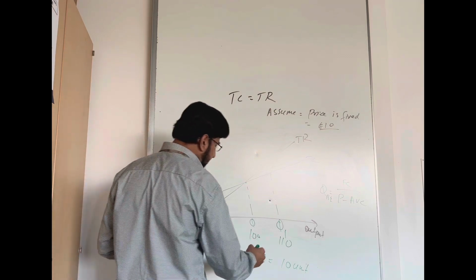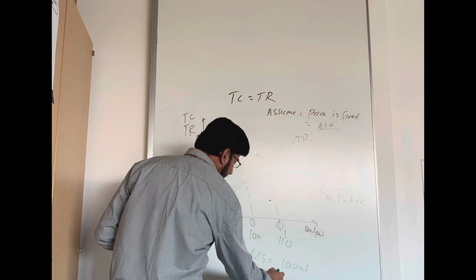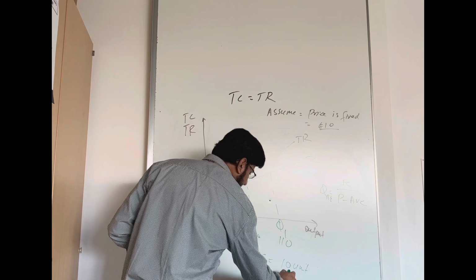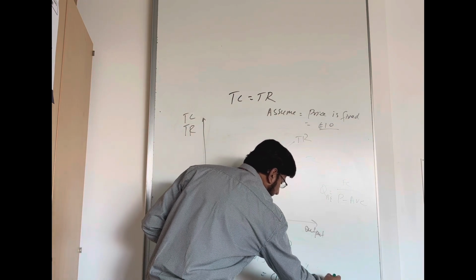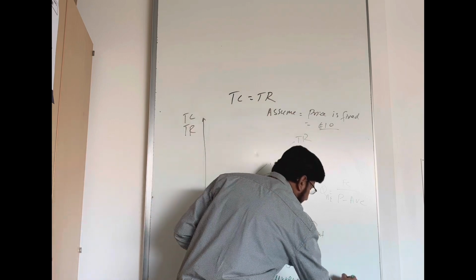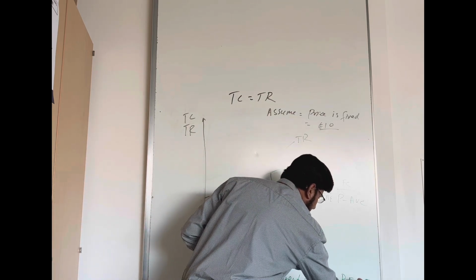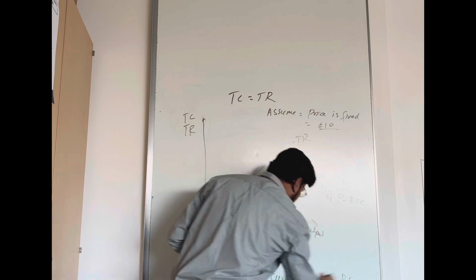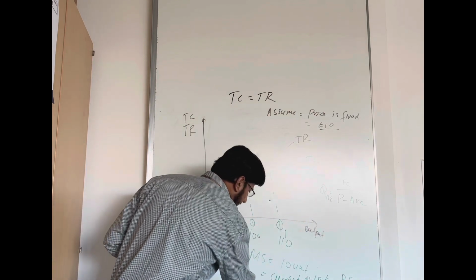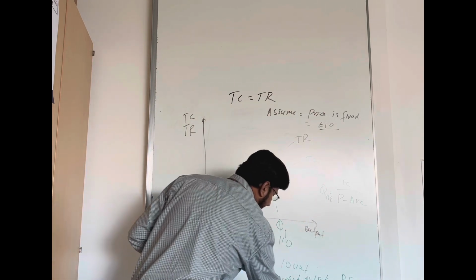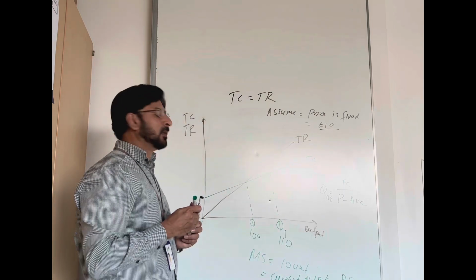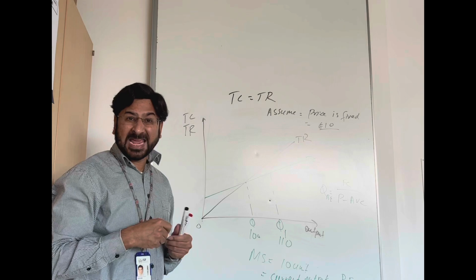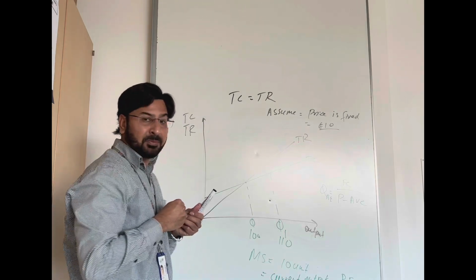The formula for margin of safety is your current output minus break-even output. That means this is your Q1 minus Q, and that's going to be 10 in this example, right? So I hope you understand this simple analysis of break even.